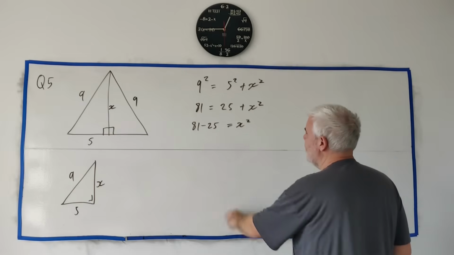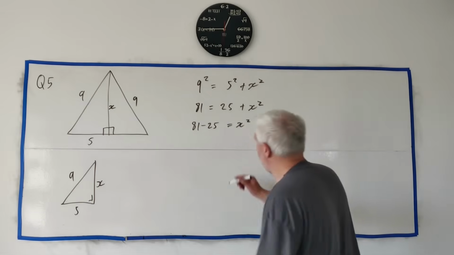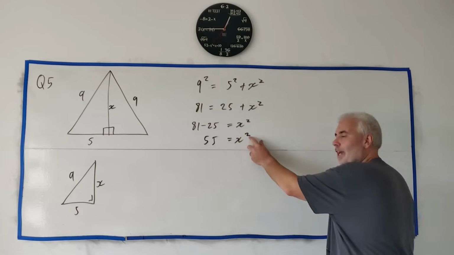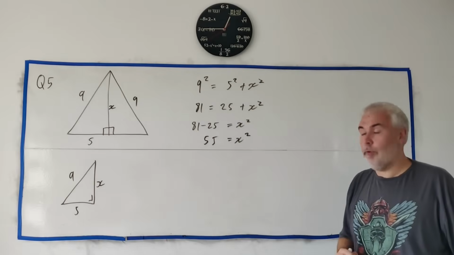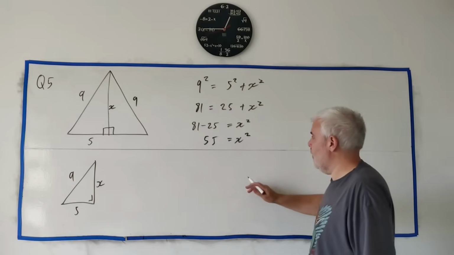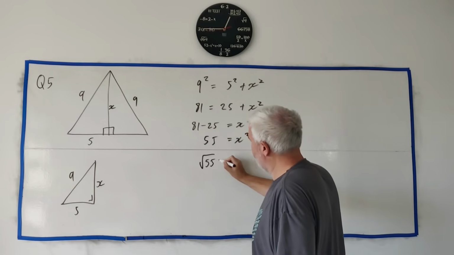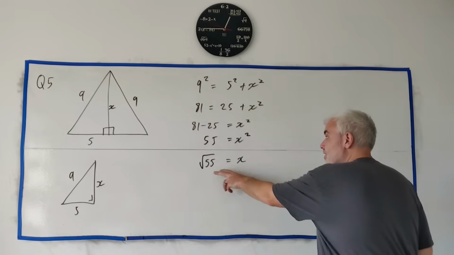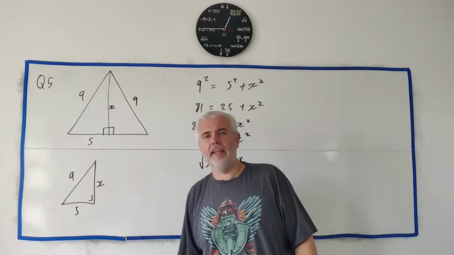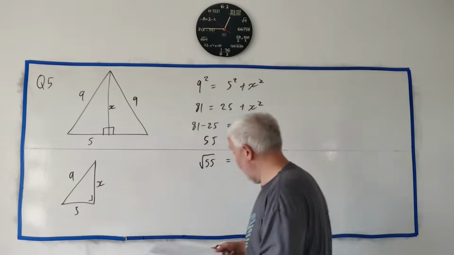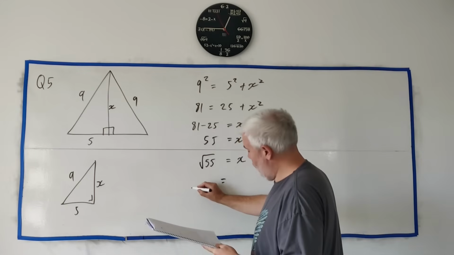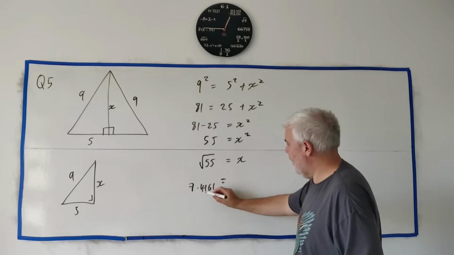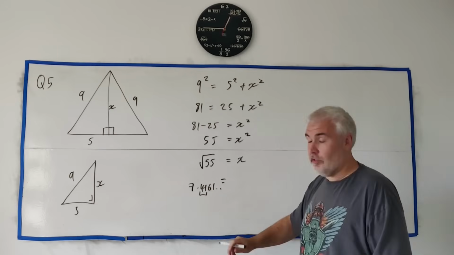What is that? That is 55, I think. Yeah, okay, 55 is equal to x squared. Next, how do we get rid of this square? We square root both sides. That will destroy the square here. So we get the square root of the left and the square root of the right, and that will leave just x on the right. X is equal to the square root of 55, and they wanted the answer to 1 decimal place. So that's equal to 7.4161, that's going on. So we want the 4 and the 1, that's closer to 40.